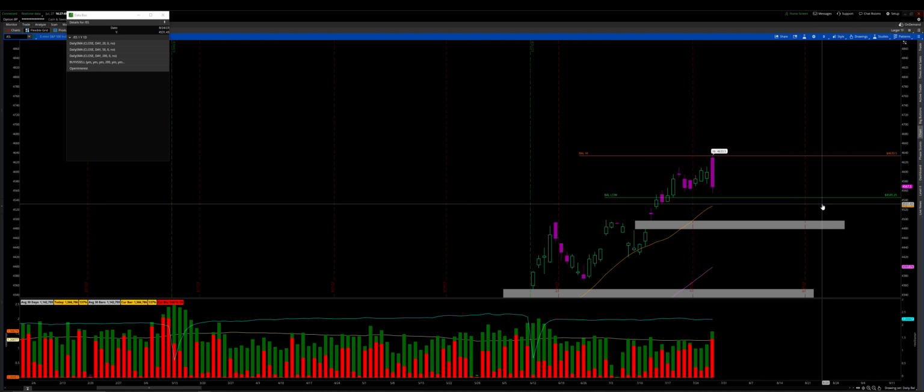Just make sure you know things like one-time framing down, single prints, and how to identify a trend day to keep you guys in the clear and on the right side.